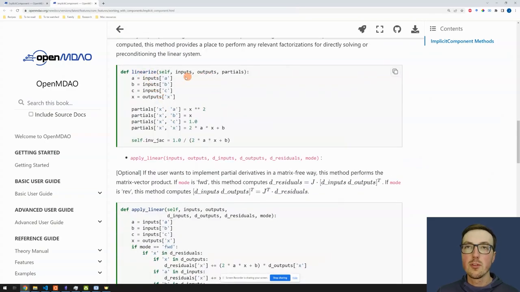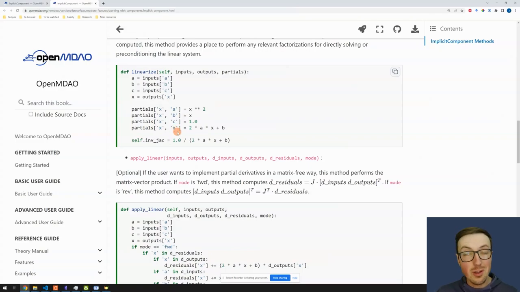Here we have linearize. We have the inputs and outputs coming in, and then we have the partial derivative dictionary. Here we have partials of x with respect to a, b, and c. Again, these are just coefficients. It's pretty straightforward to write down the partial derivative expression for them. But then we have partials of x with respect to x.